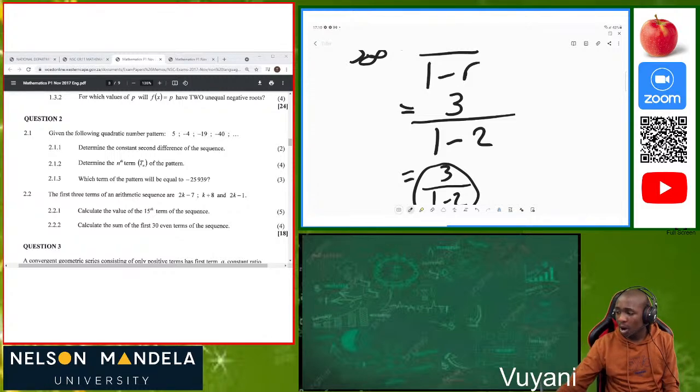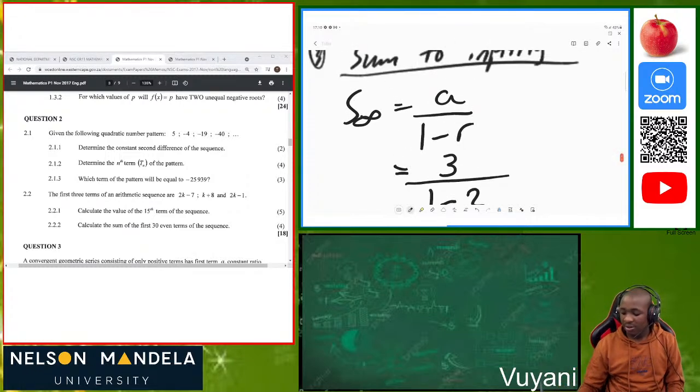I think we will do more about the sum to infinity when we meet next time. It's so important that you know about that sum to infinity. And I was just making an example of when you are given questions like this, how can you handle them and how can you tackle them.